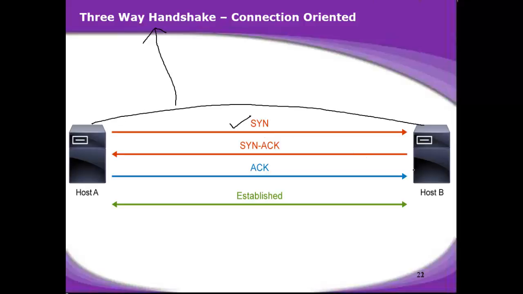The receiver or the server replies back with SYN plus ACK. This SYN plus ACK means that I have received your SYN request and this is my acknowledgement to your SYN request. When the source receives this segment, it knows that the server is also ready to establish the connection. Then it sends back an acknowledgement saying that I have received your reply to my request, and finally the connection state is called established.